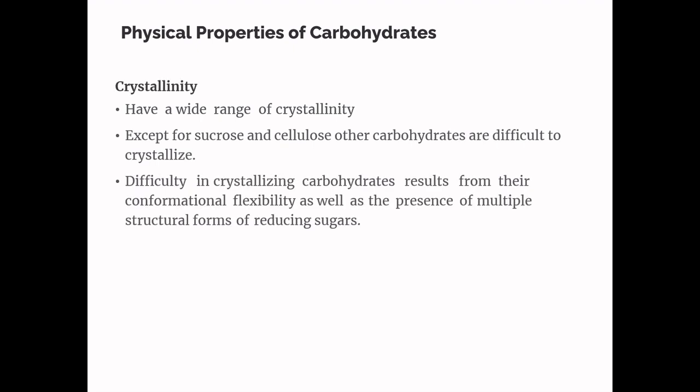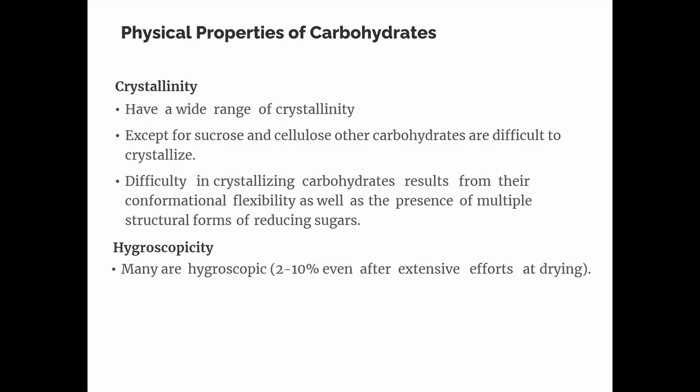The third feature is crystallinity. They have a wide range of crystallinity, except for sucrose and cellulose. Other carbohydrates are difficult to crystallize. There is a difficulty in crystallizing carbohydrates, which results from their conformational flexibility as well as the presence of multiple structural forms of reducing sugars.